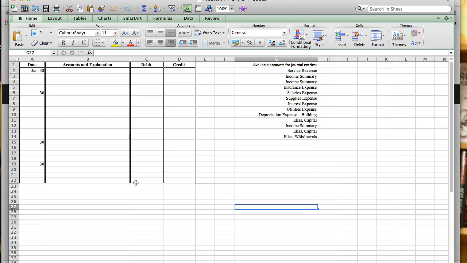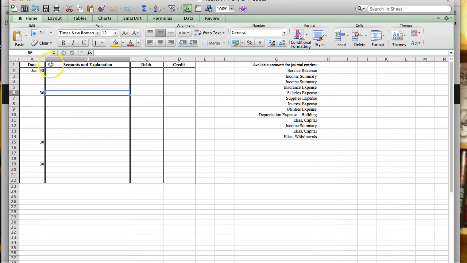So we have to close those out to the capital account, because remember that our net income or loss feeds into the capital account, as well as any withdrawals that are made by the owner. So your first closing entry is going to be to close out the revenue. What we do is we close them out to a temporary account called income summary. So you're going to take your revenue that's on your adjusted trial balance and you're going to close it out to the income summary. Then you're going to close out the expenses to the income summary as well. That's going to be your second entry.